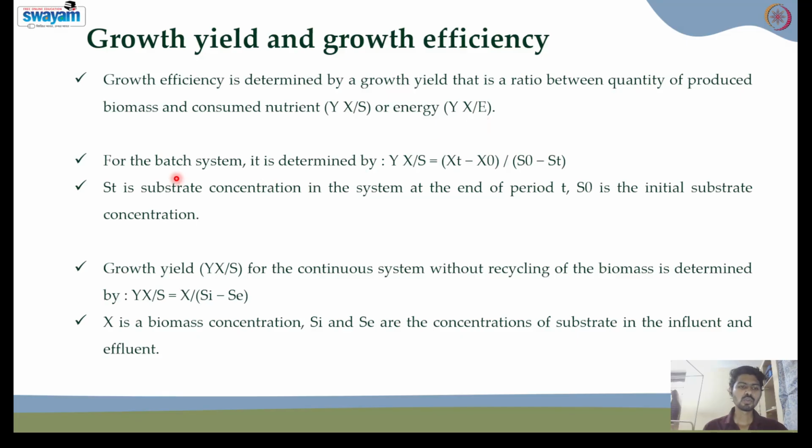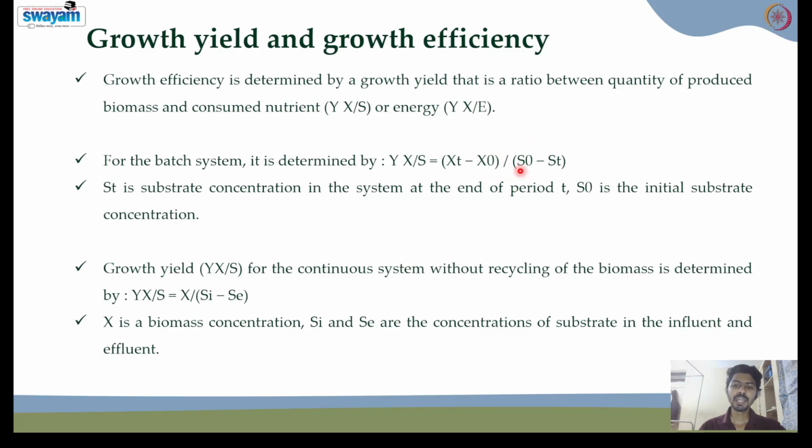If we take the batch system, YXS is nothing but Xt minus X naught divided by S naught minus St, where Xt is the final biomass or cell concentration, X naught is the initial biomass concentration, S naught is the initial substrate concentration, and St is the substrate concentration at time t. Why is it S naught minus St? Because here we are providing the substrate, right?